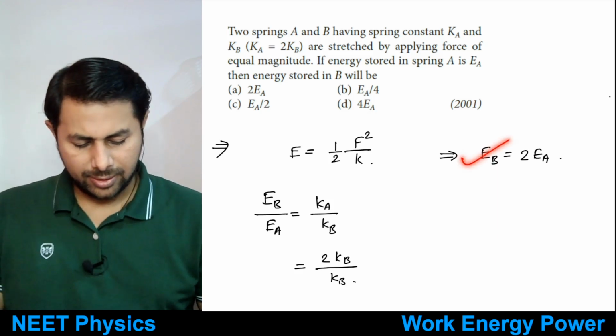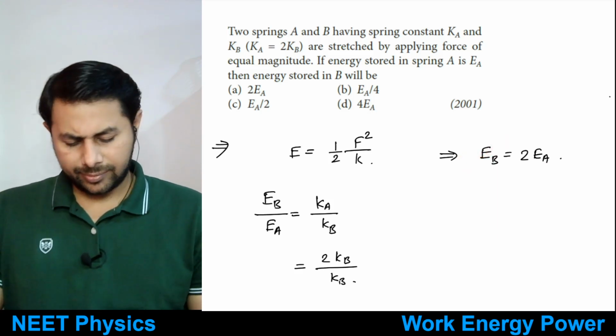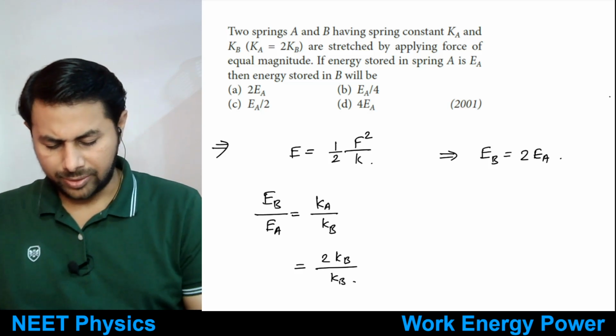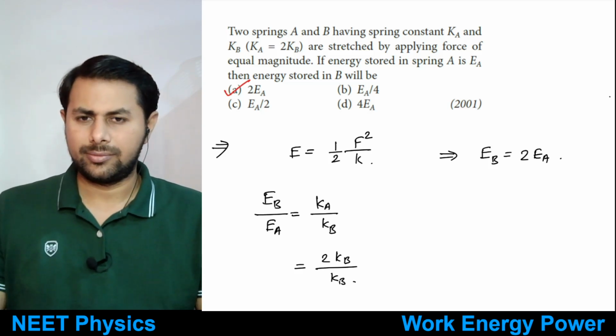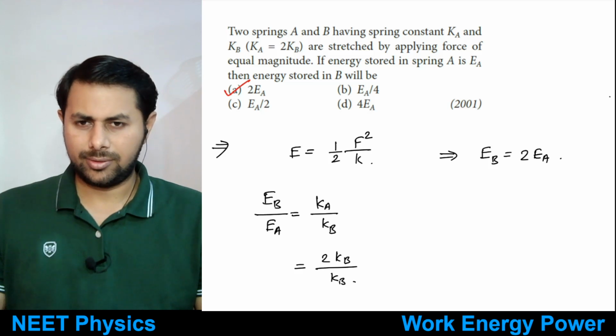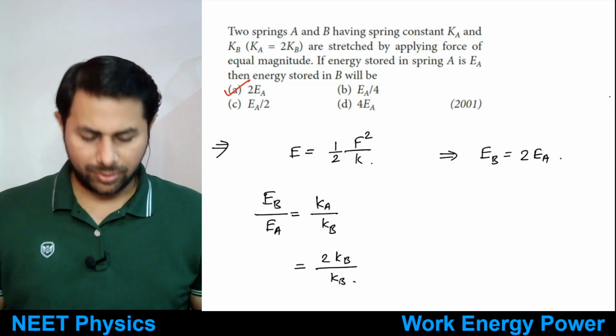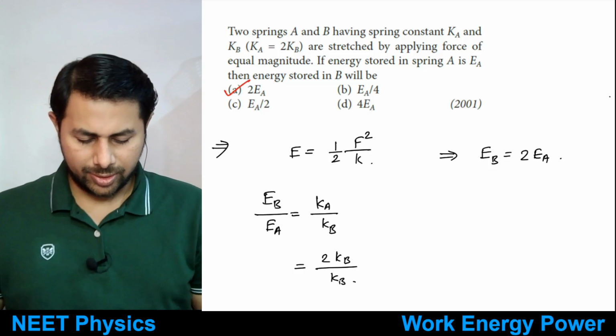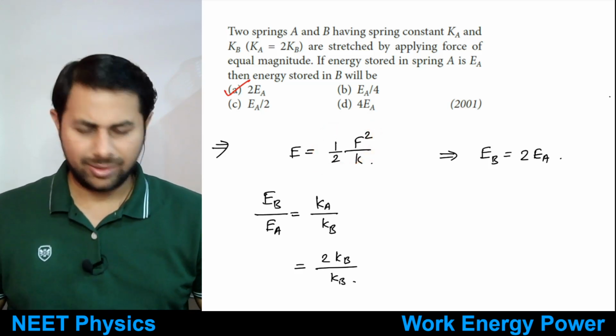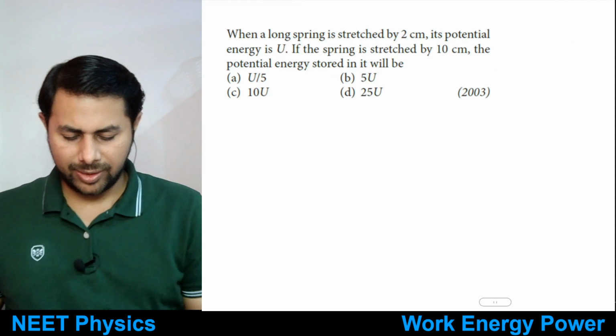Very simple. Eb is equal to 2 times Ea. Is this thing clear? Everyone? All right, good. So this is very simple if we know this formula. Okay, let's see next one.